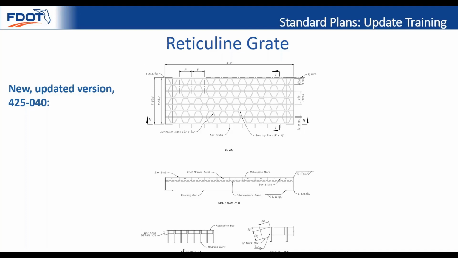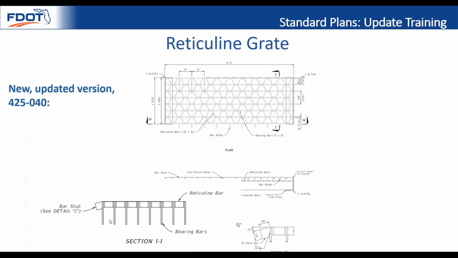And down here, the section II, there are no more intermediate bars. They are all bearing bars. And then it was found that this does meet H20 loading. So then the decision was made to make that for those indexes.